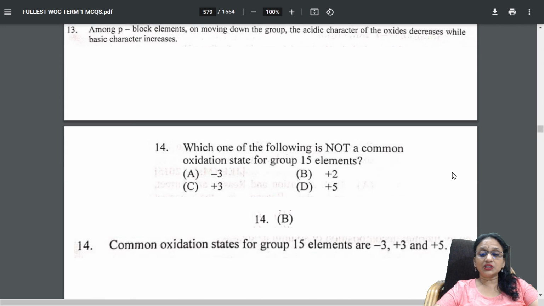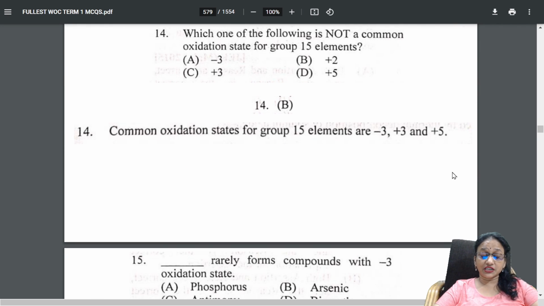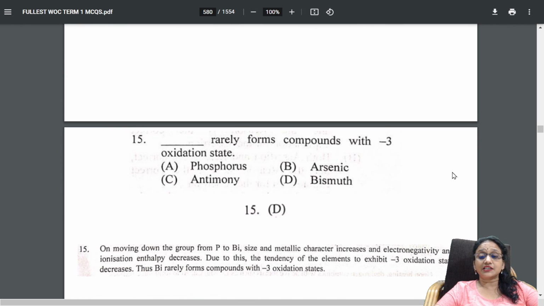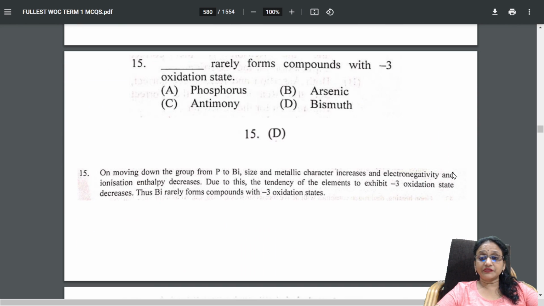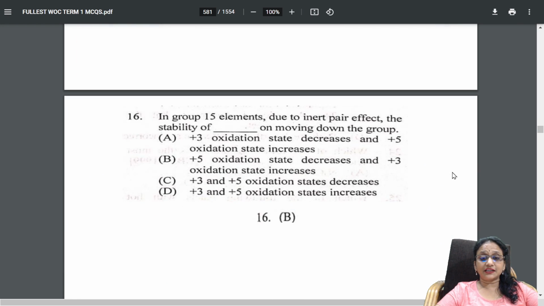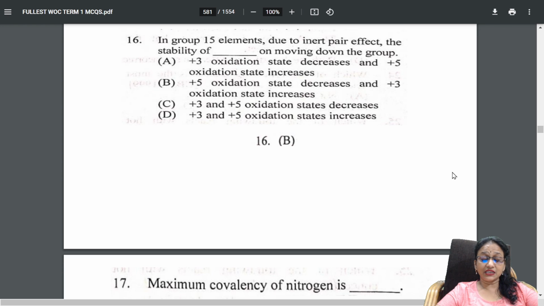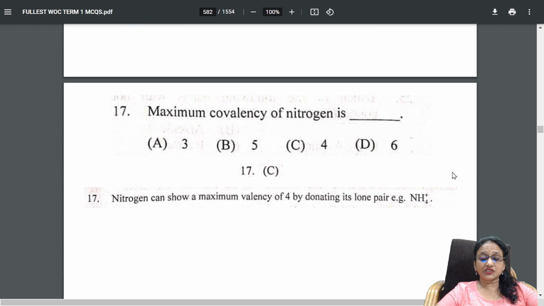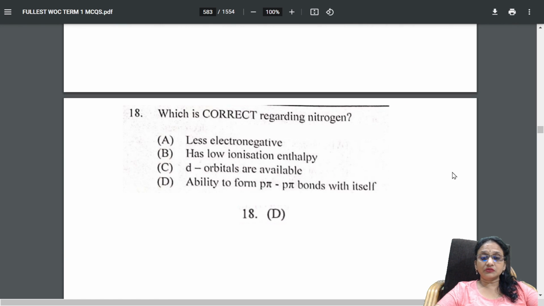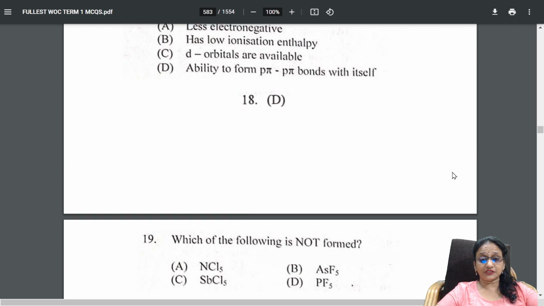All the questions of your group 15, starting from the oxidation state, the catenation property, the atomic radii, everything they're going to ask you. So be careful. Group 15, inert pair effect. Why? What is that? Questions based on all the trends are asked. The reason also is given below. You can go to the question and check what the answer is.